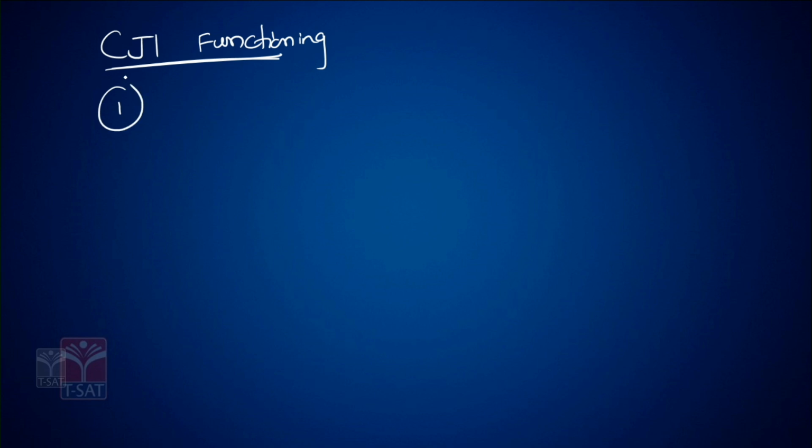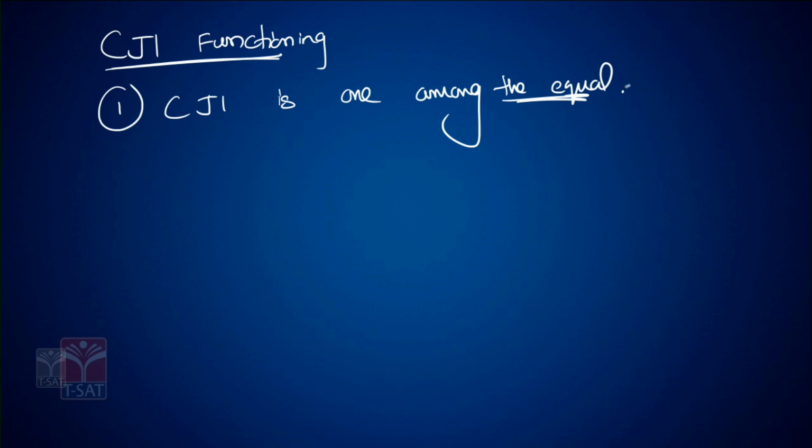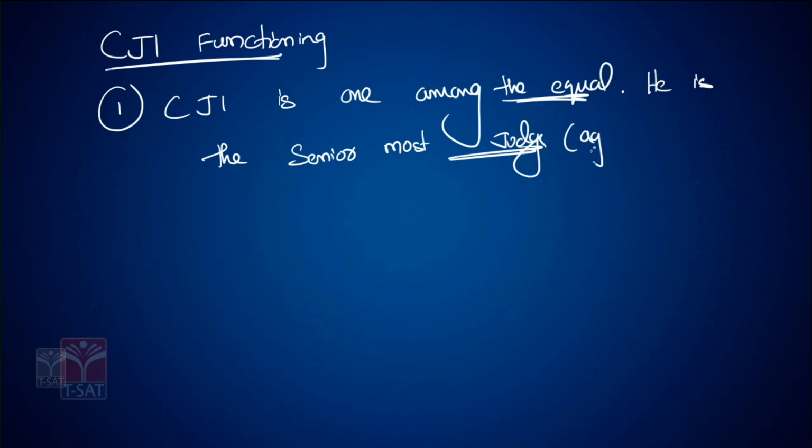Let us write pointwise. Point number 1: the Chief Justice of India is one among equals. He is made the Chief Justice because he is the senior most judge in terms of age. The retirement age of Supreme Court judges is 65 years. Point number 2. What is the meaning of point number 2?